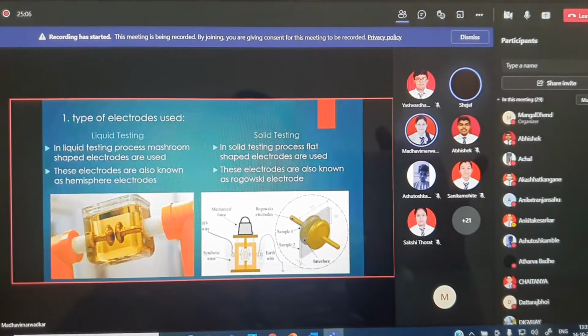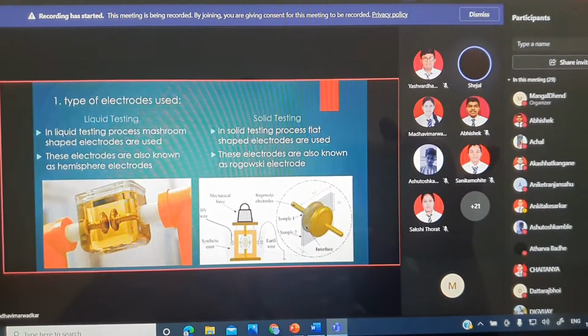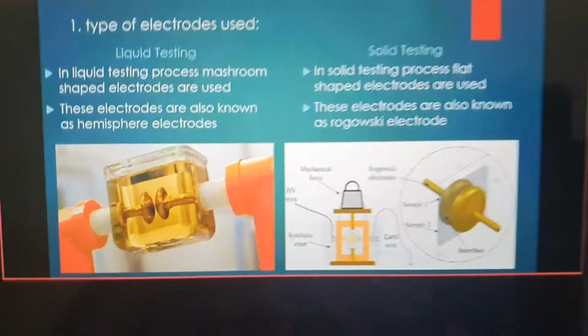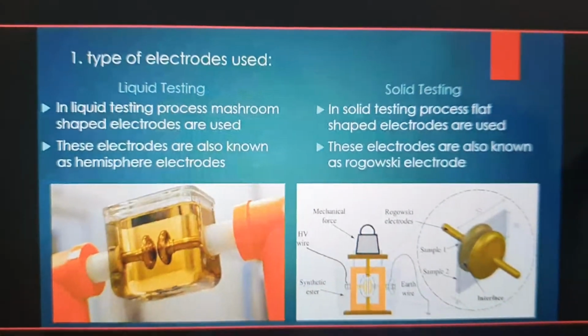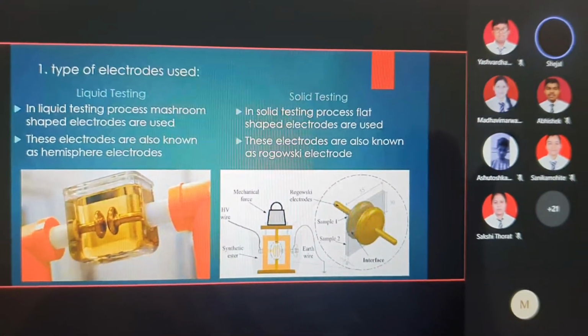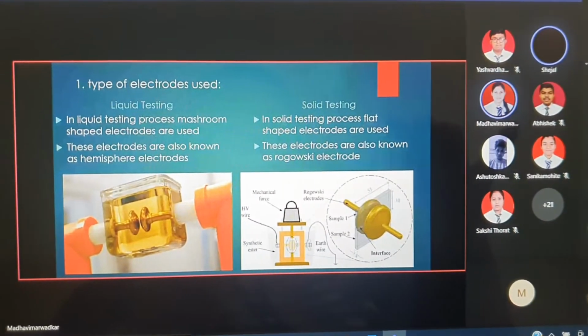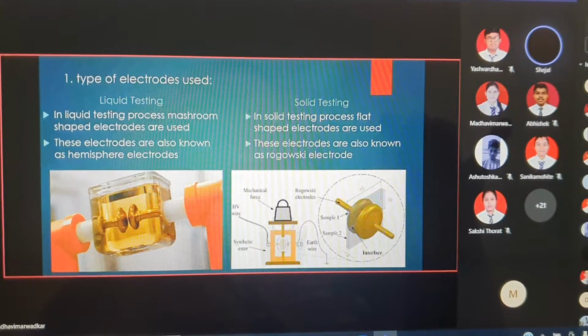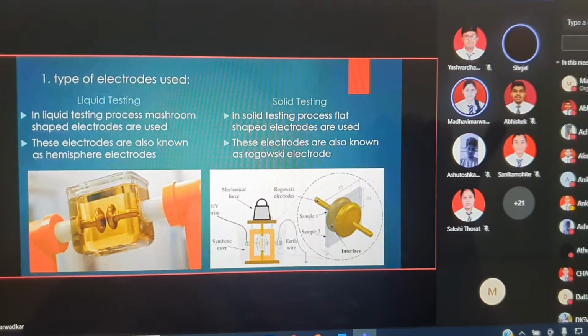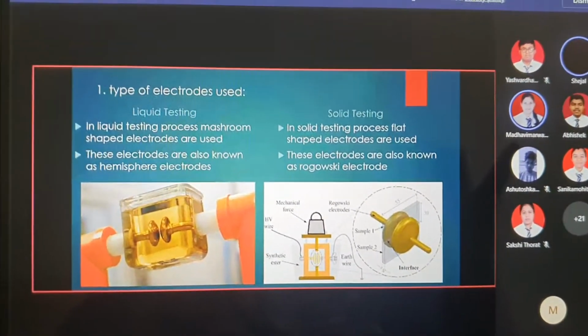So before going forward, I would like to tell you that I will be telling about solid testing and my friend Madhvi will be telling about liquid testing. So our first point is the type of electrode used. Now, Madhvi, tell. Yes.